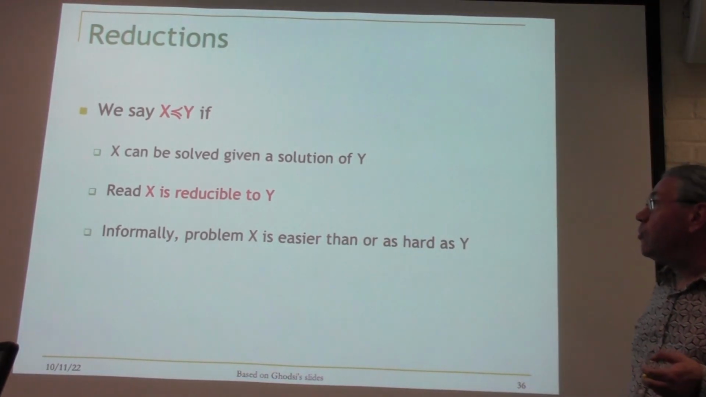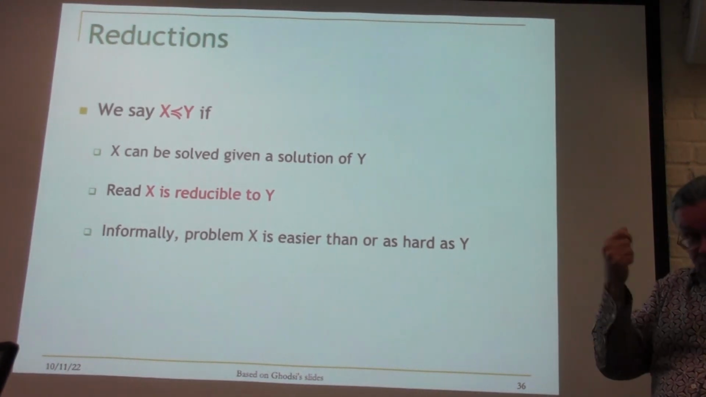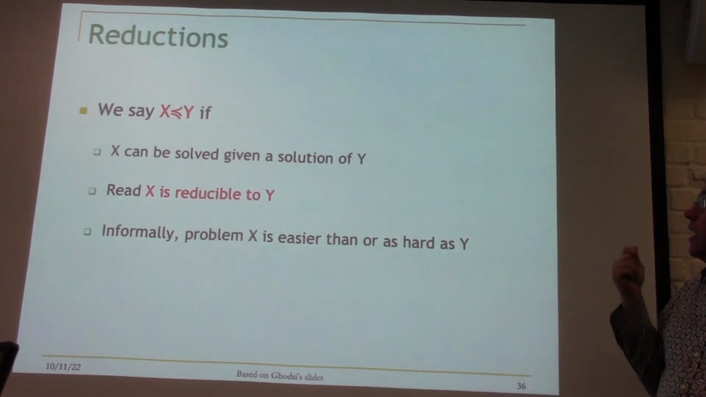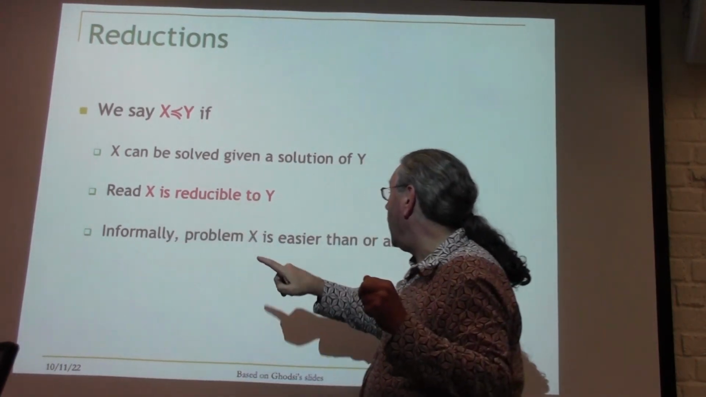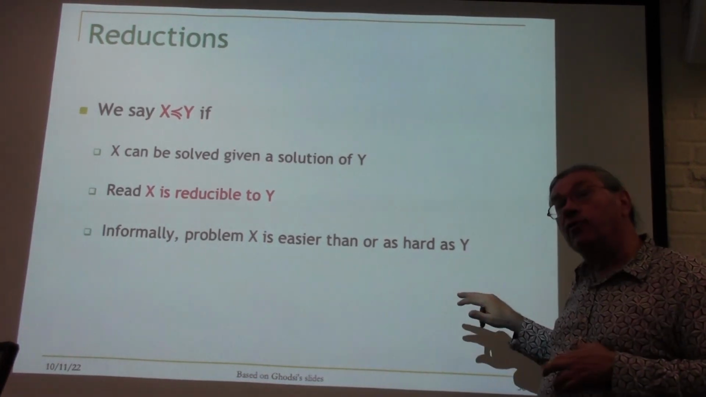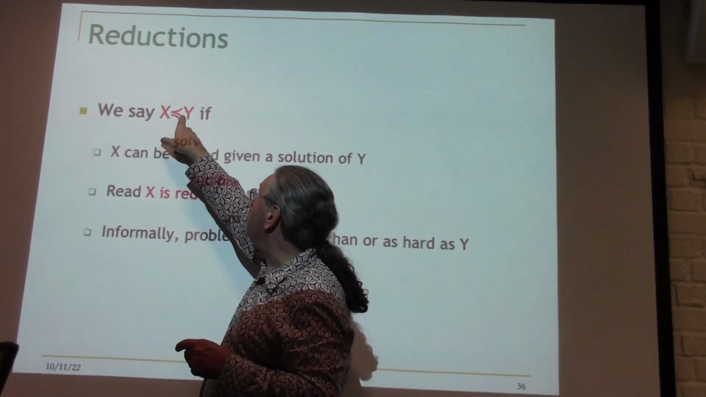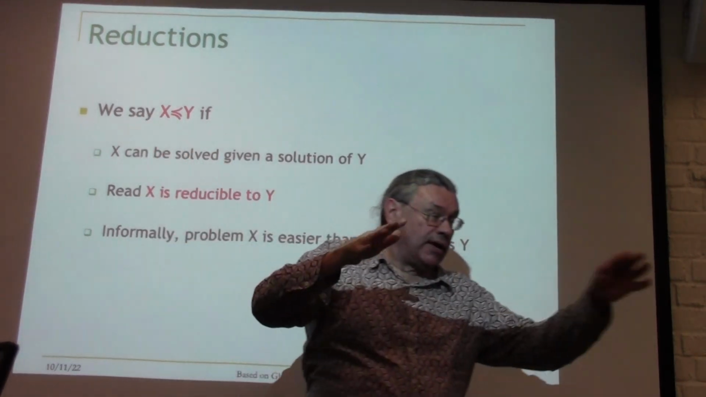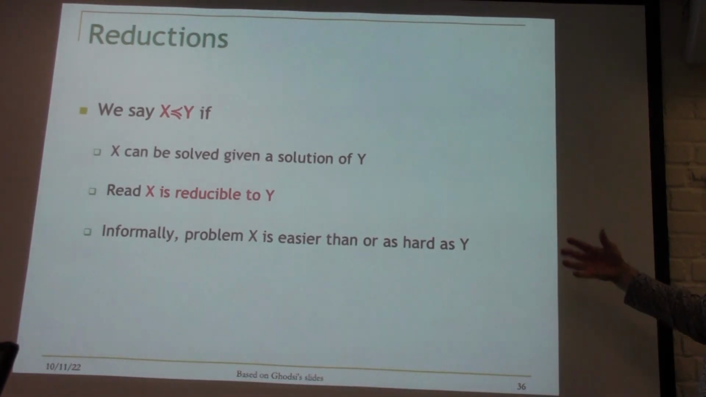X is reducible to y. So we're comparing the strengths of two problems. X is somehow easier than y, or maybe exactly as hard as y, but not harder. So x is an easier problem. This less than or equal is like ordering problems in terms of hardness, how hard they are.